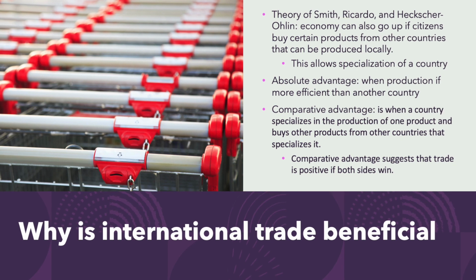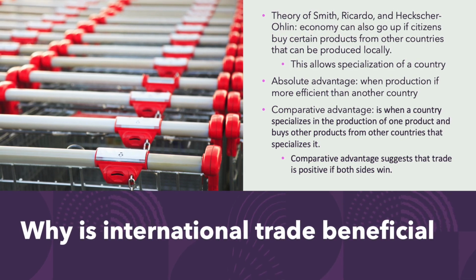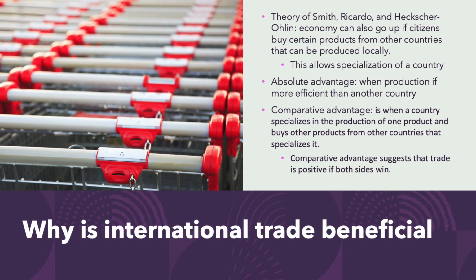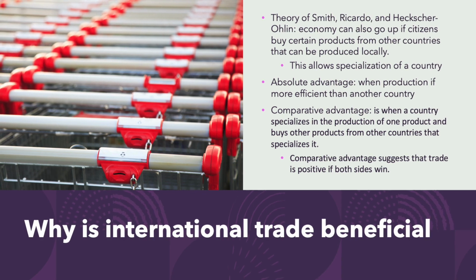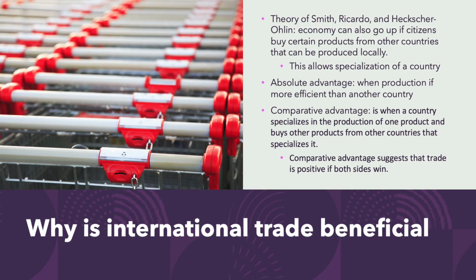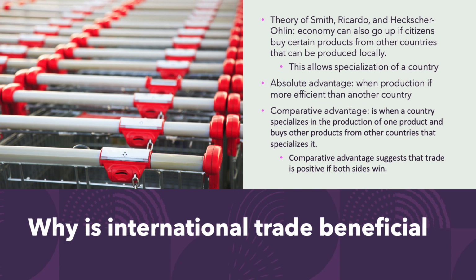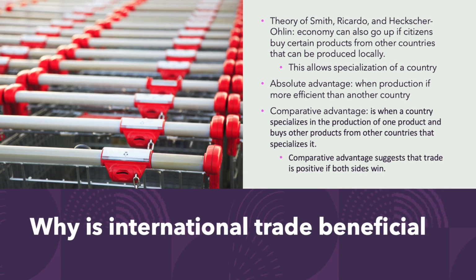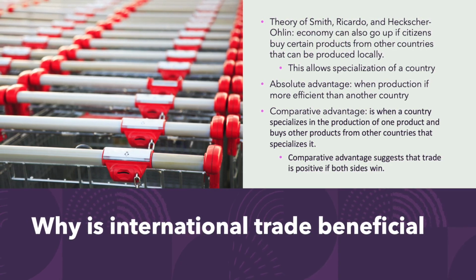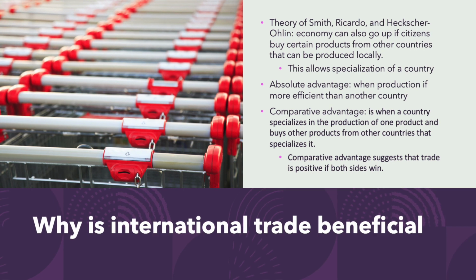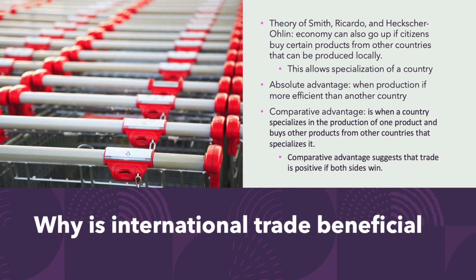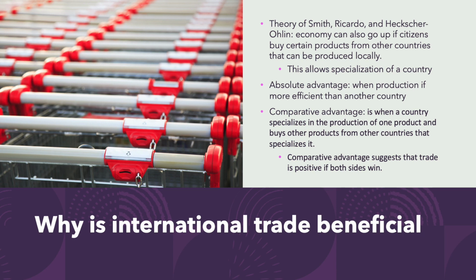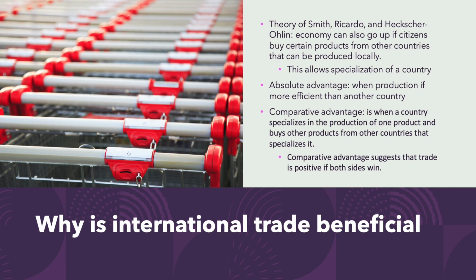A country has an absolute advantage when its production is more efficient than another country's. Comparative advantage is when a country specializes in the production of one product and buys other products from other countries that specialize in them. Potential world production is better with unrestricted free trade. Comparative advantage suggests that trade is positive, where countries that participate in this trade all gain.